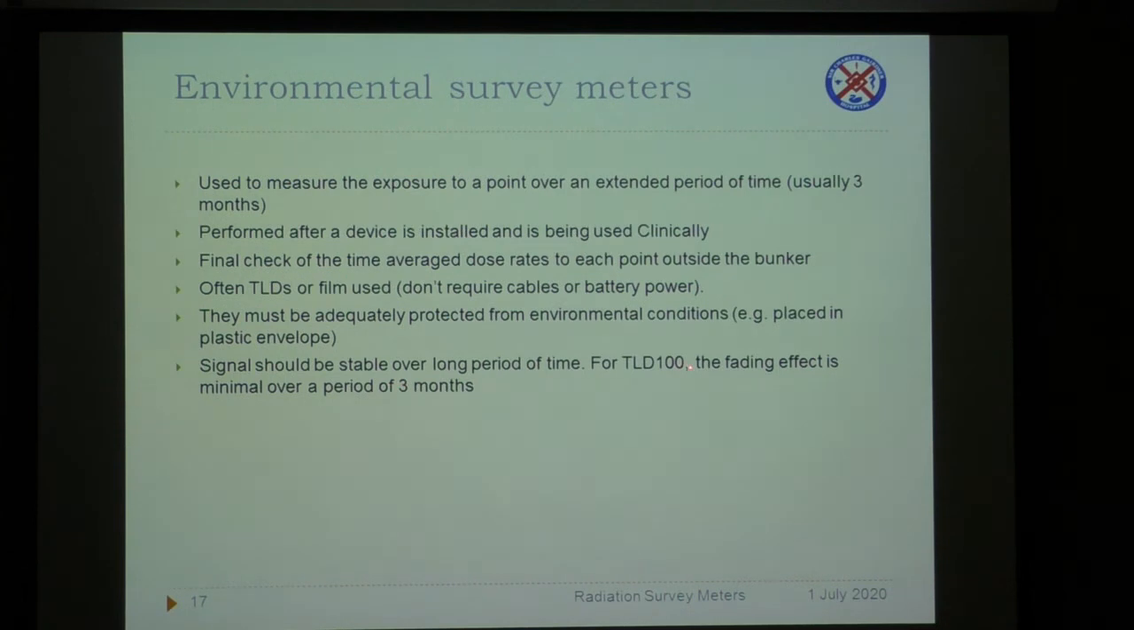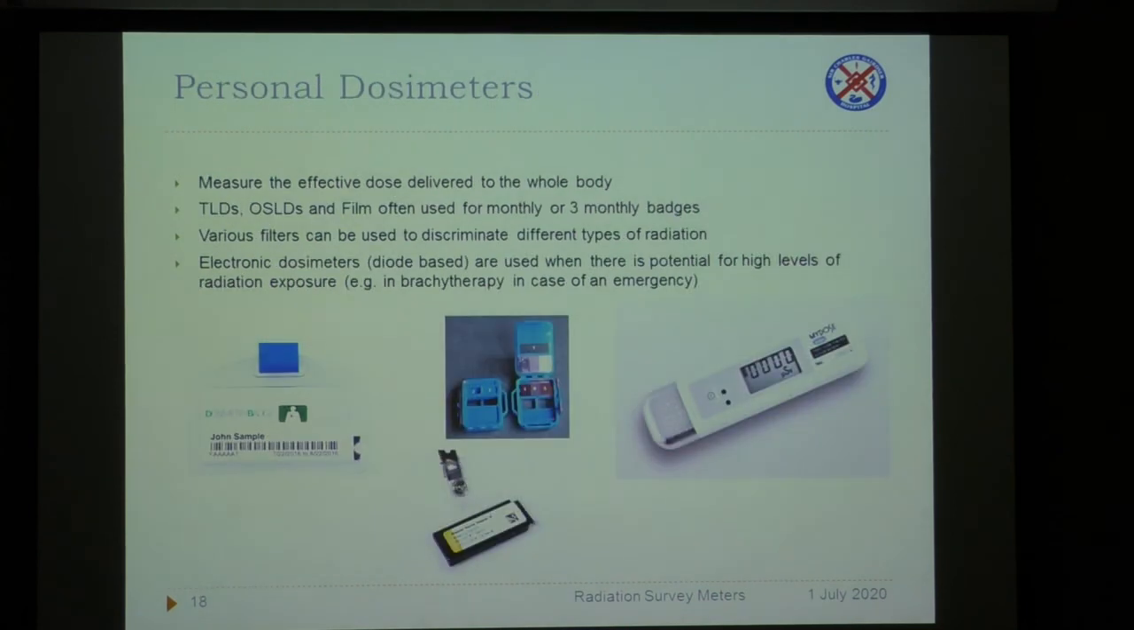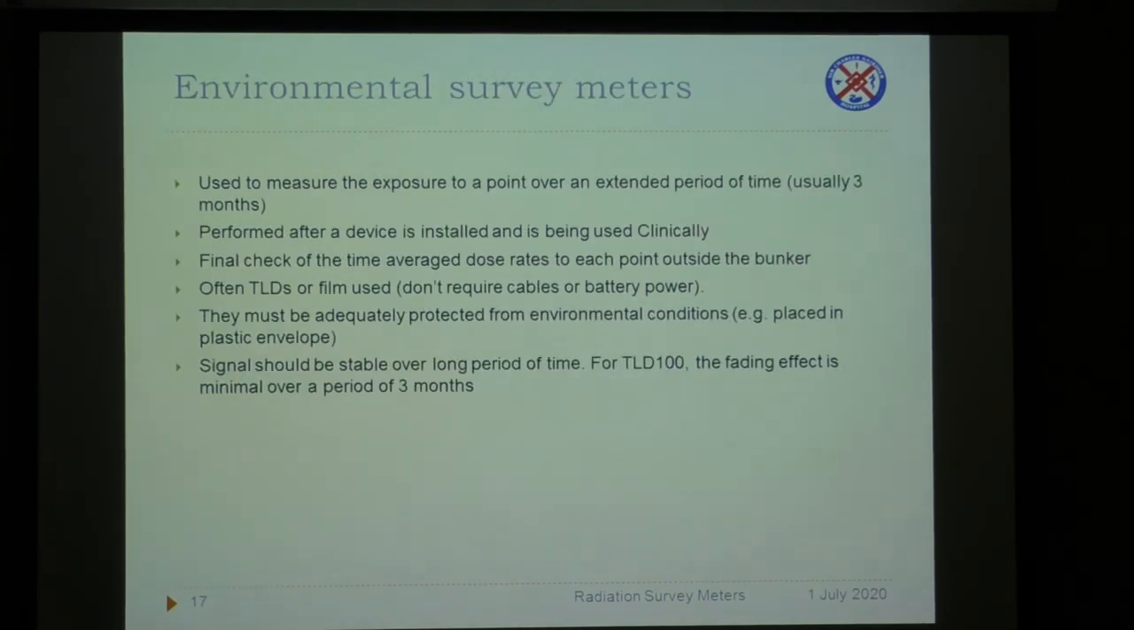TLD 100 is a type of TLD that's very stable over a 3-month period, so they don't lose signal as much. And of course you want to protect them from environmental conditions, so placing them in plastic envelopes just in case it rains or things like that. And preferably if they're outside, you want to keep them out of the sun as much as possible because they can be affected by UV.